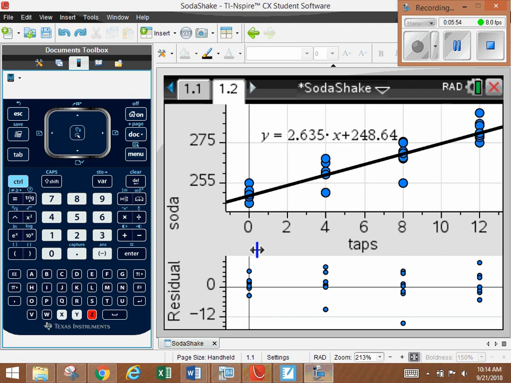So mission accomplished. We have done all three things. We have come up with the least squares regression line, we have made a scatter plot, and we have looked at a residual plot. Now, let's talk about this. It looks like we have a fairly strong positive linear correlation between our explanatory variable, taps, and our response variable, which is the amount of soda left in the can.